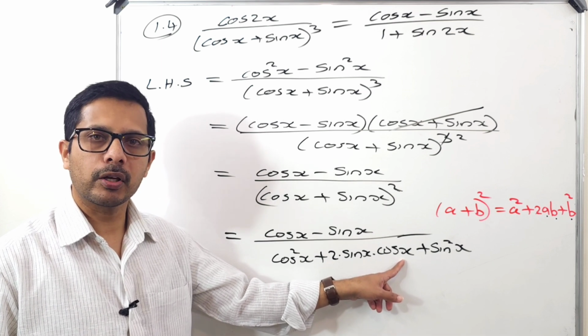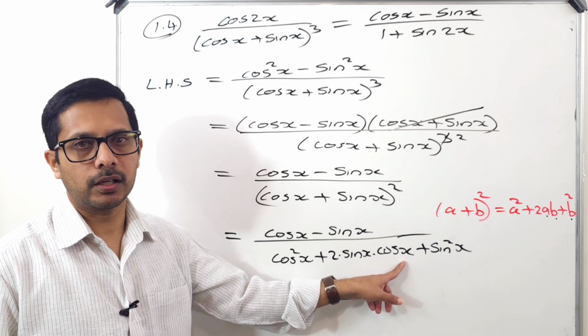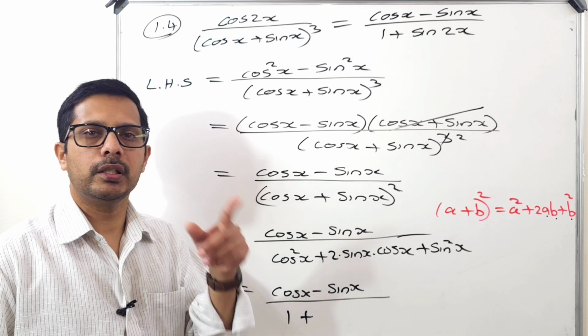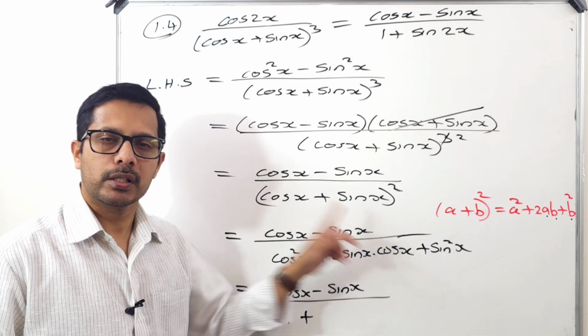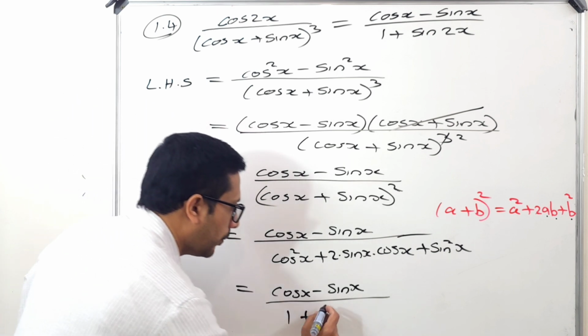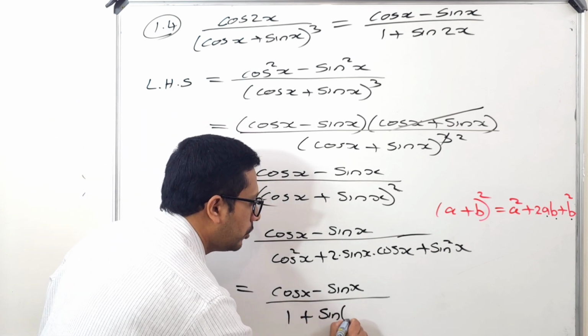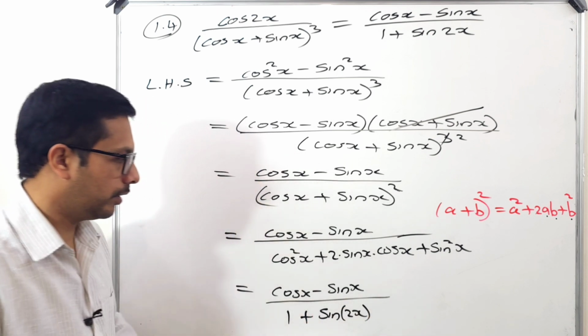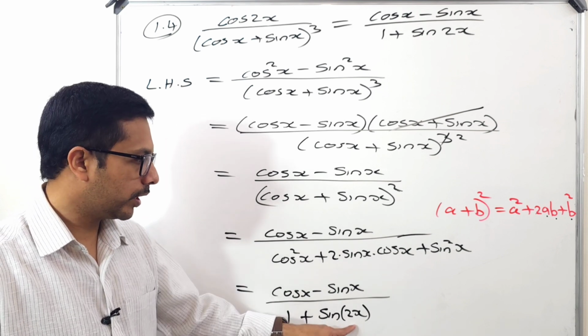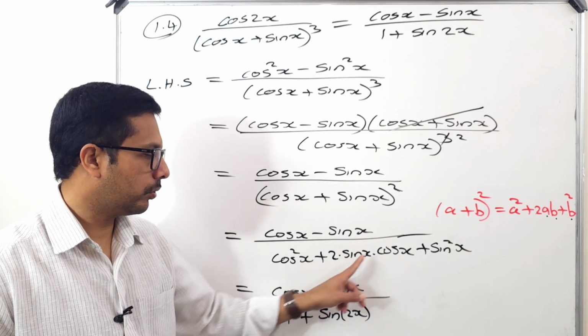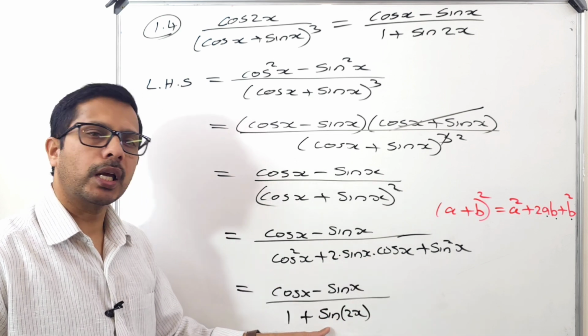Is it not the double angle for sine 2 theta? Sine 2 theta is 2 sine theta cos theta. Similarly, 2 sin x cos x is sine 2x. So it is plus sine 2x. This is the double angle of sine, am I right? Sine 2x is 2 sine x cos x. So 2 sine x cos x is the same as sine 2x.